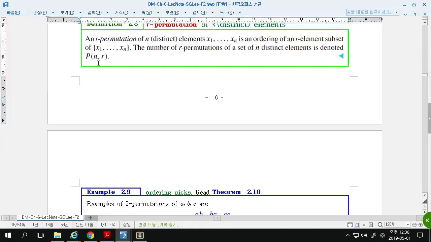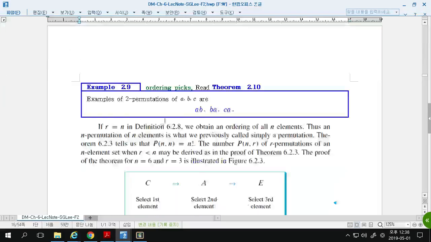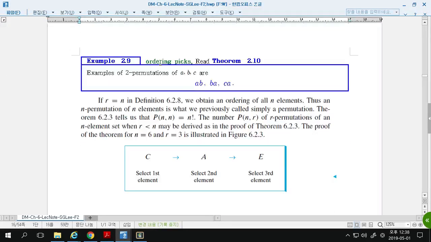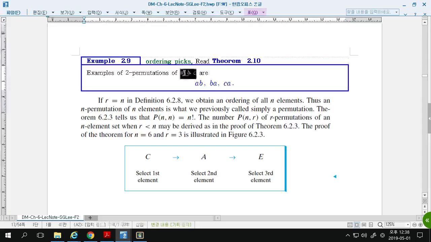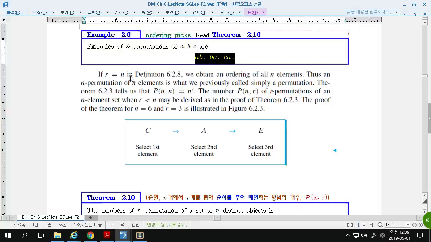Okay, then think about P(n, R). Here first, a simple example. Ordering picks. Example of 2 permutations of A, B, C. There are how many? We have P(3, 2). Okay, so 3 times 2, which is 6. And these are the parts of those 6 permutations. Okay. Here, if n is equal to R in the definition, we obtain an ordering of all n elements. Thus, an n permutation of n elements is what we previously called simply a permutation, which was P(n, n), which is n factorial.